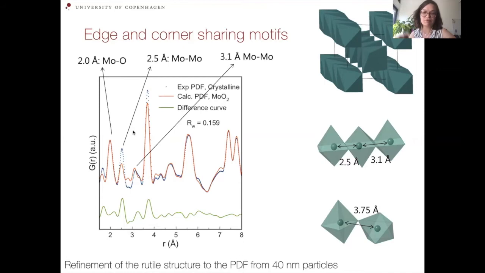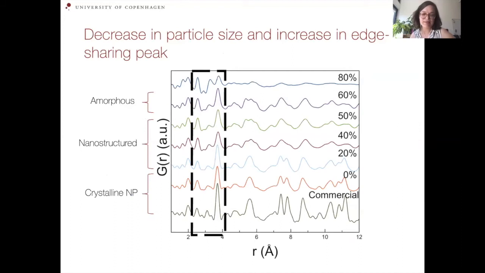And we can see that this is a size effect. As we decrease the particle size, as we go to more amine in the solvent, we have an increase in the intensity of the peak that arises from edge sharing octahedra in the molybdenum oxide structure. And that can help us understand the structural defects that are present in this.